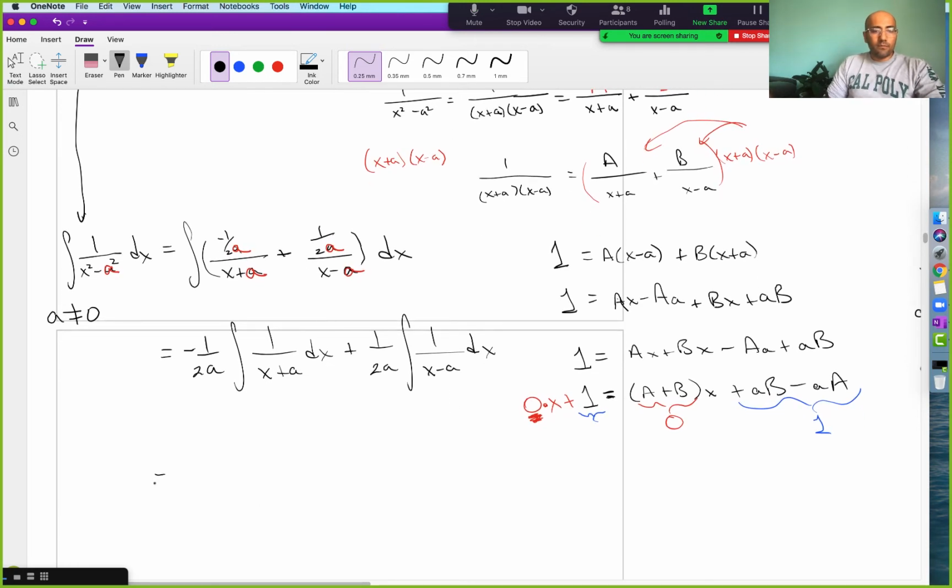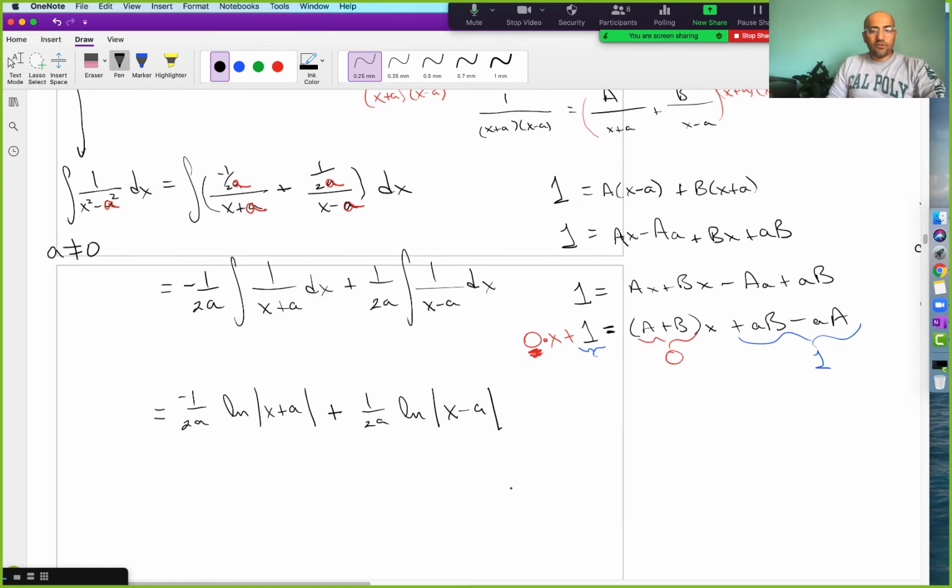Good. Okay, so then this is going to be pretty easy now. This is going to be ln of absolute value of x plus a. Just kind of guess and check for a second, right? So the derivative of this is 1 over all of this, and that's exactly what we want there. That's good. There's no other constants or anything. And then plus 1 over 2a, and then ln of absolute value of x minus a. Good. We can probably simplify this just a little bit.